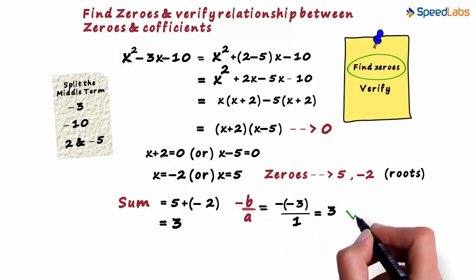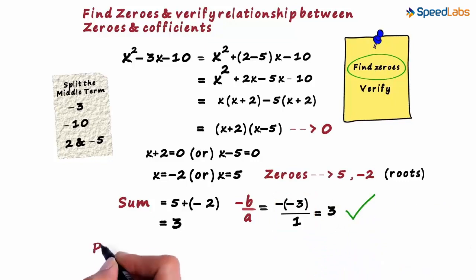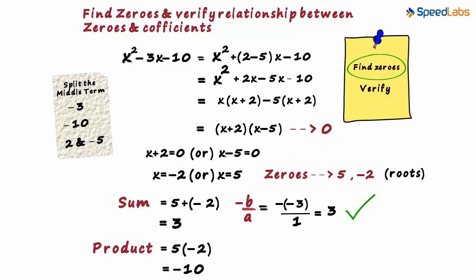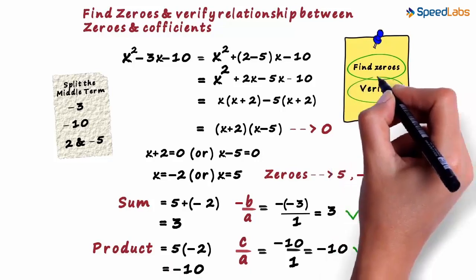But wait, we're still not done. We need to verify the product of zeros too. The product of zeros is 5 multiplied by minus 2, and that is minus 10. Now we check if c by a also equals the same value. c is minus 10 and a is 1. So it equals minus 10 by 1, and that equals minus 10. Since the product also matches, the zeros we found are correct. So our answer is verified.